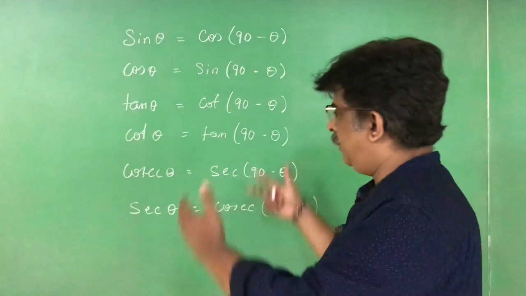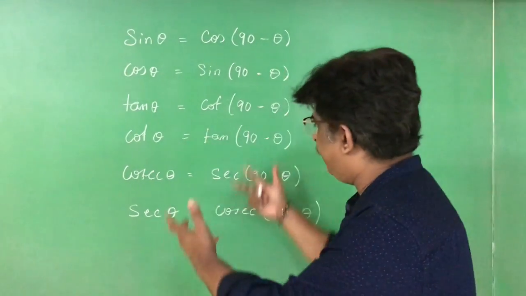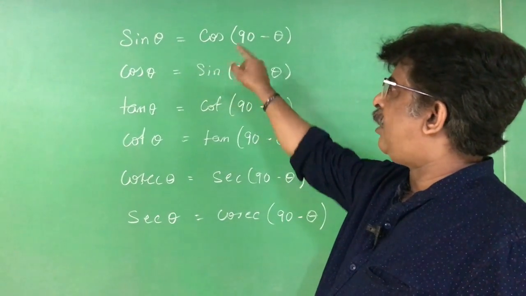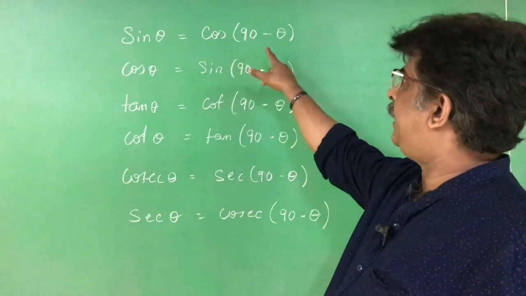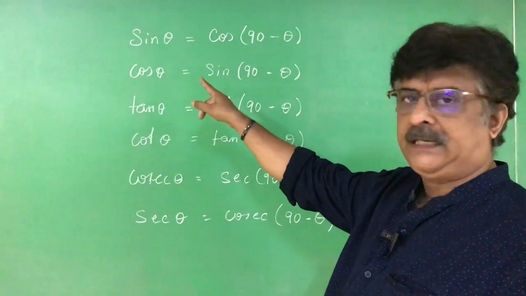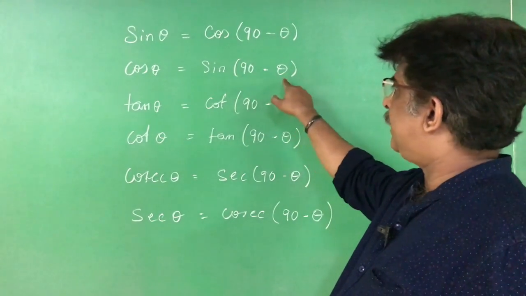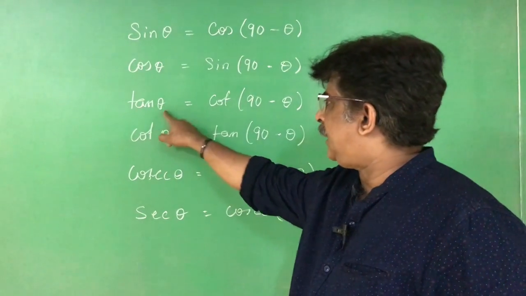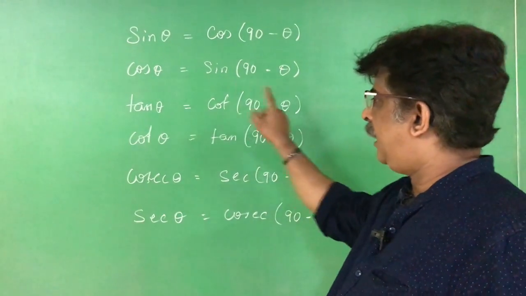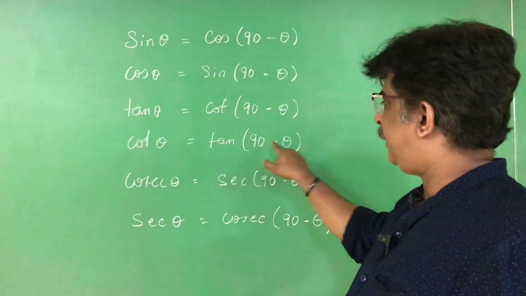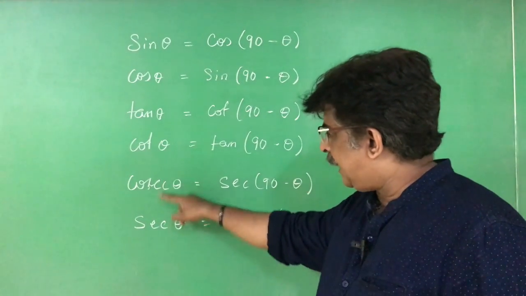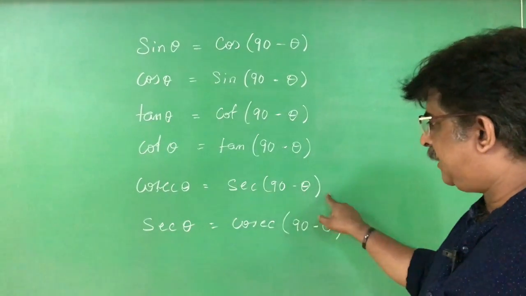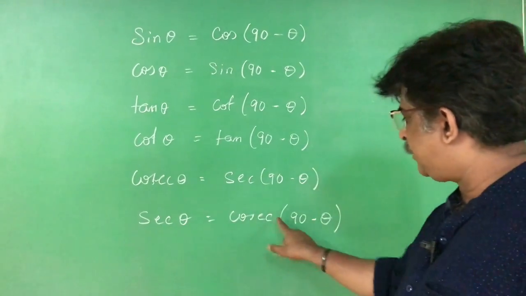What I told is listed here. Sin theta, the complement of sin theta is cos theta. Sin theta is equal to cos 90 minus theta. Similarly, cos theta is equal to sin 90 minus theta. Tan and cot are complementary angles. Therefore, tan theta is equal to cot 90 minus theta. Cot theta is equal to tan 90 minus theta. And cosecant and secant are complementary angles. Cosecant theta is equal to secant 90 minus theta. Secant theta is equal to cosecant 90 minus theta.